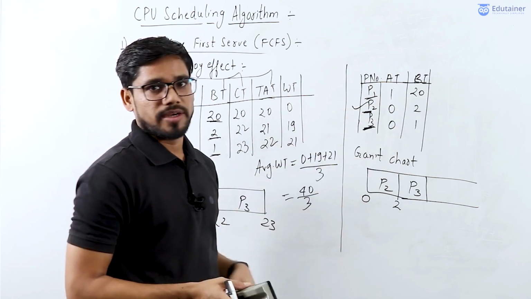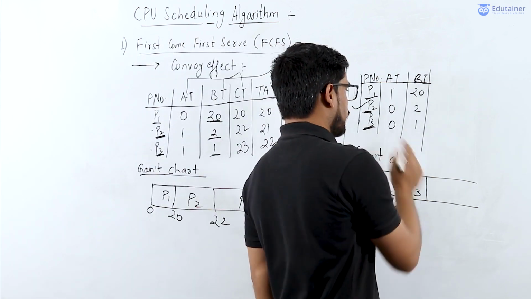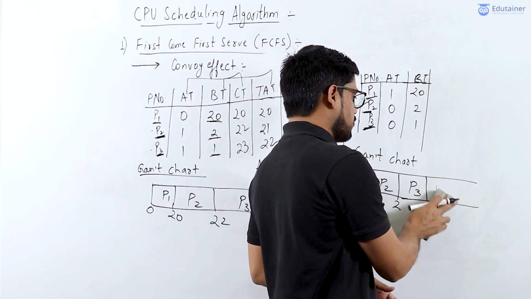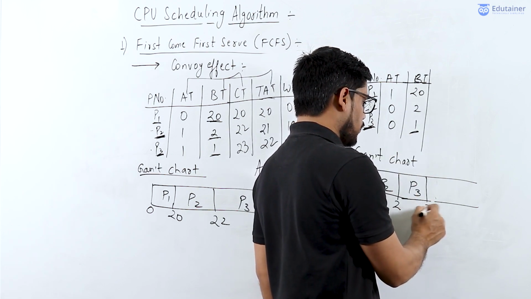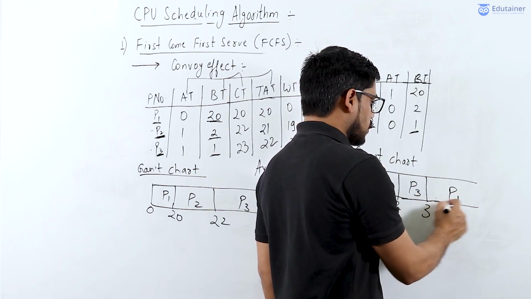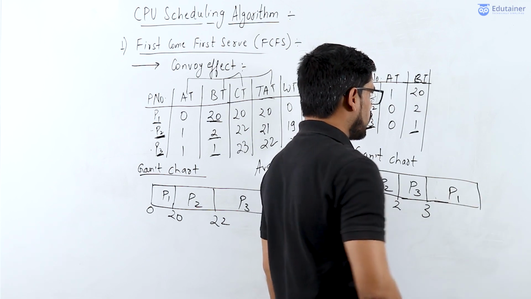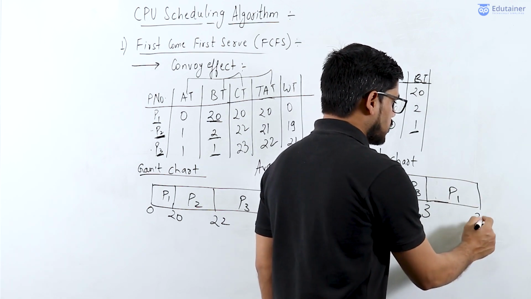Process P1 came at time 1. So based on the arrival time, process P3 gets the chance first. Process P3 requires 1 unit of time, 2 plus 1 is 3. The last process is now P1. P1 requires 20 units of time, 3 plus 20 is 23.